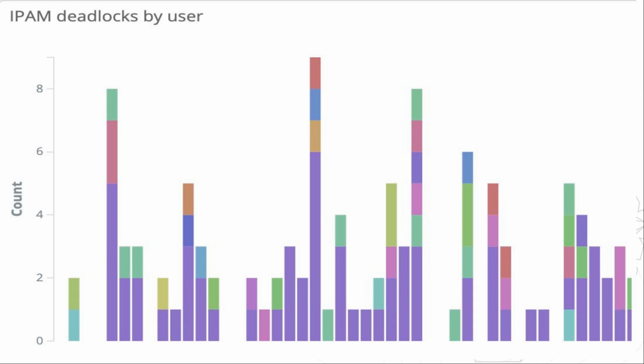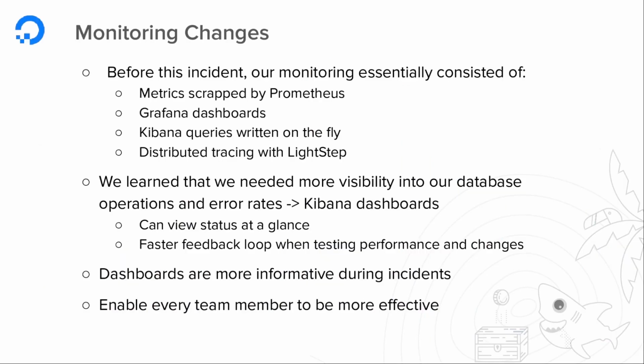And here we have deadlocks by user. And this just really helps us see which users are causing us the most issues, and really also helps us identify any maybe bad actors that are causing certain incidents or other issues with us.